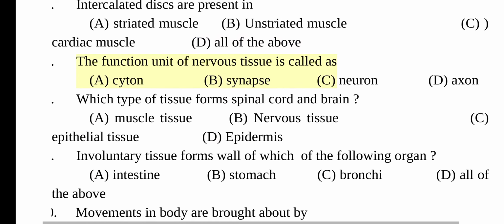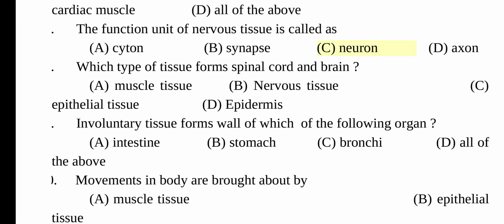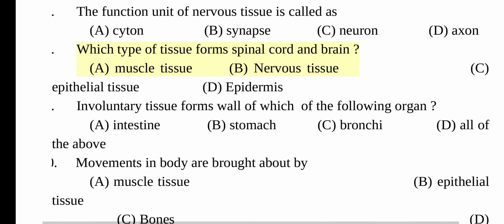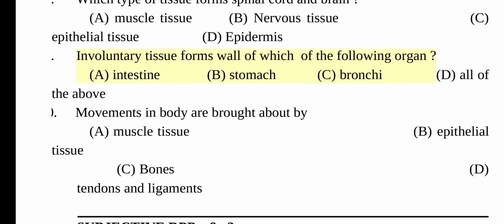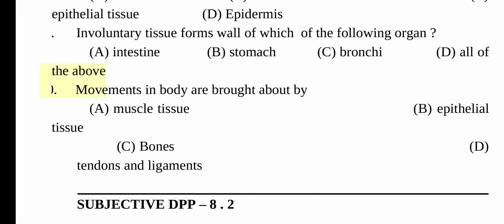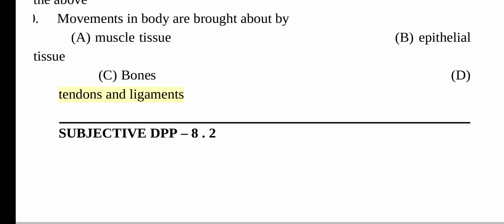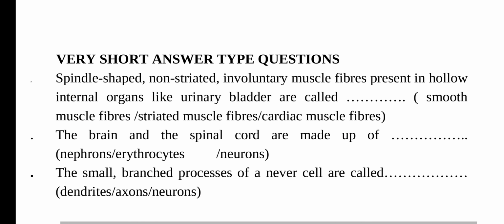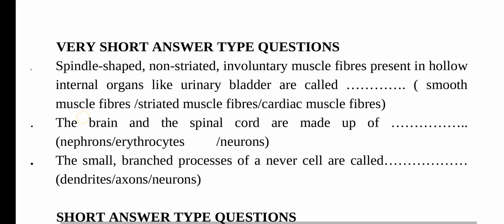7. The functional unit of nervous tissue is called A. Cyton. B. Synapse. C. Neuron. D. Axon. 8. Which type of tissue forms spinal cord and brain? A. Muscle tissue. B. Nervous tissue. C. Epithelial tissue. D. Epidermis. 9. Involuntary tissue forms wall of which of the following organs? A. Intestine. B. Stomach. C. Bronchi. D. All of the above. 10. Movements in body are brought about by A. Muscle tissue. B. Epithelial tissue. C. Bones. D. Tendons and ligaments.